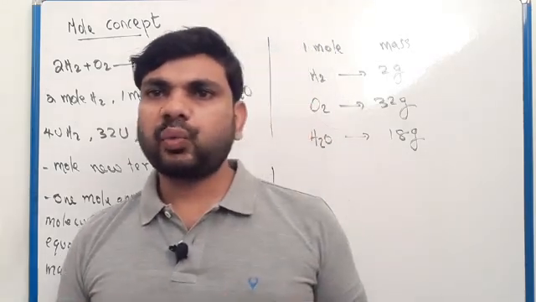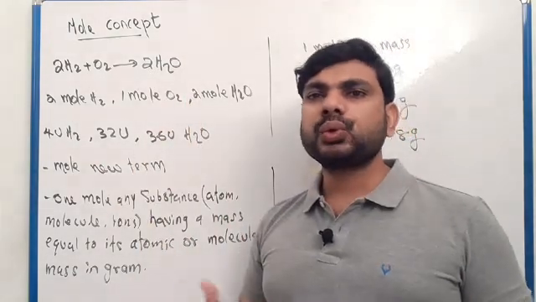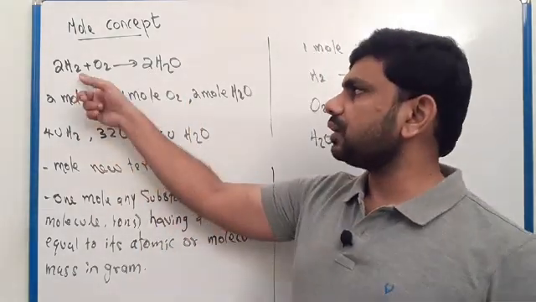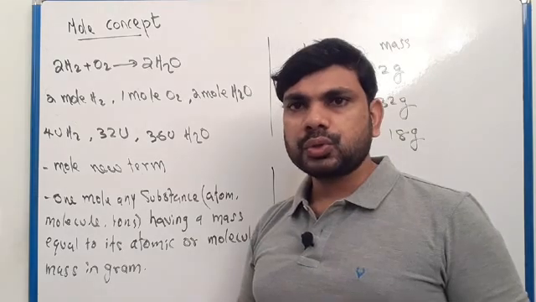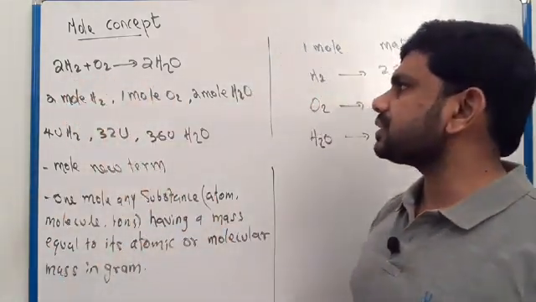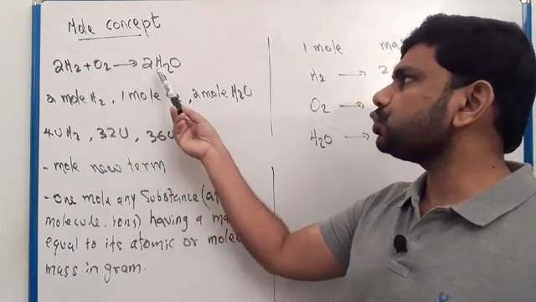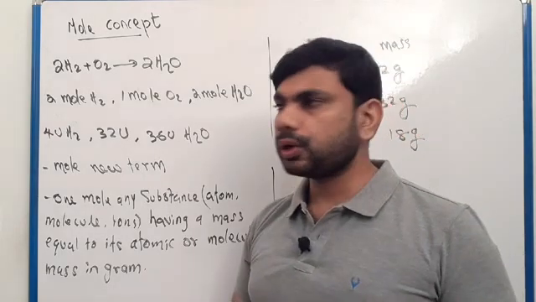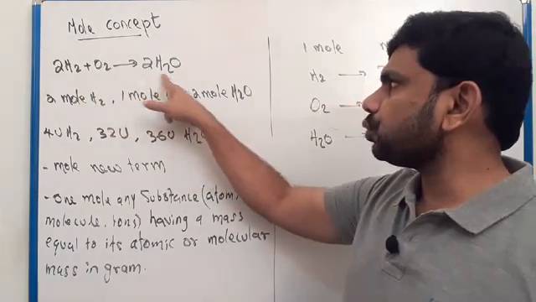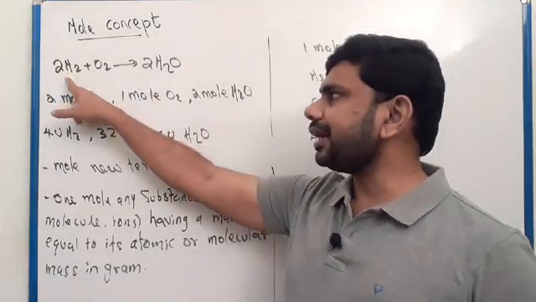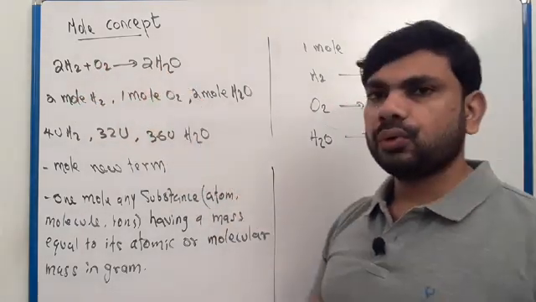Okay. So here first we have to check one chemical equation: 2H2 plus O2 giving 2H2O. From this equation we can say 2 moles of hydrogen reacted with 1 mole of oxygen to form 2 moles of H2O. Here 2H2, here O2, meaning 1 O2, giving 2H2O. It means 2 moles of hydrogen reacted with 1 mole of oxygen to form 2H2O.